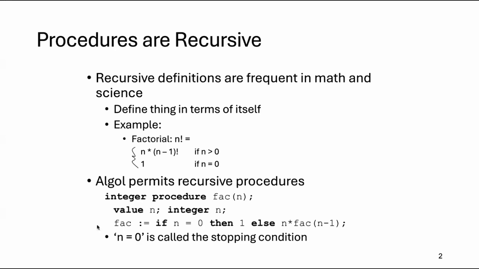For example, if you have a factorial operation right here, then n factorial is equal to n multiplied by (n minus 1) factorial for n greater than 0, and 1 if n is 0. So you see that it is recursive in its nature. Algol permits recursive procedures, so you can define the recursive function in Algol, and that's going to be the definition. We're going to have, of course, a base case. When we reach the beginning, we basically return from the procedure. So n equals 0 is basically called the stopping condition. What we use nowadays, we call it the base condition.